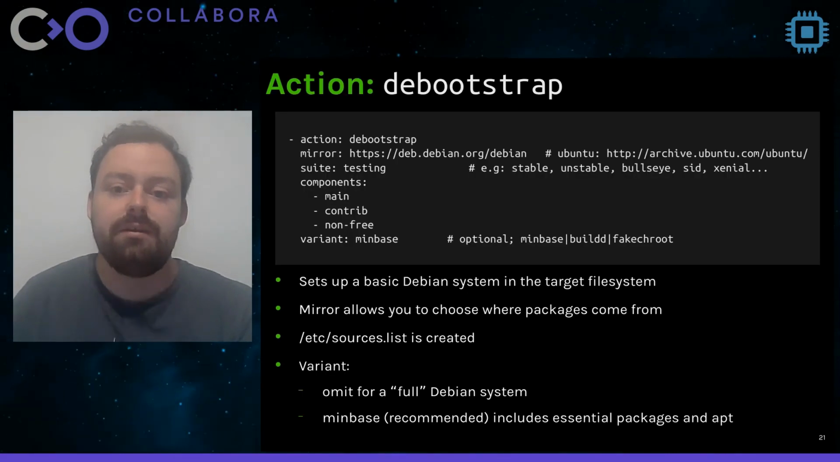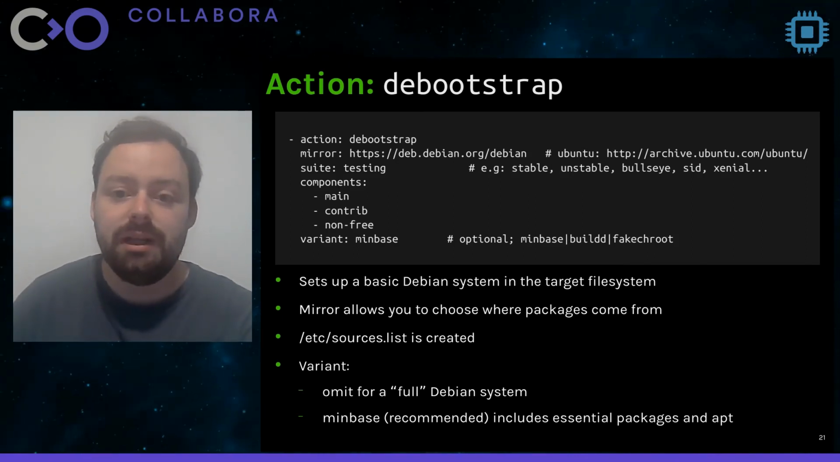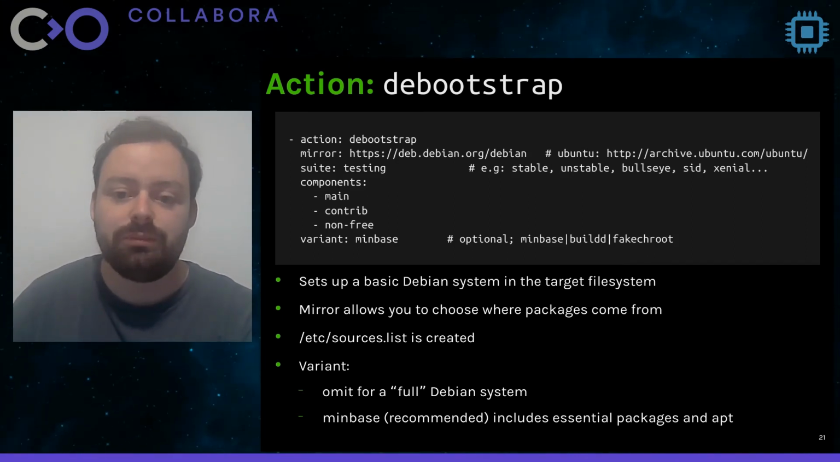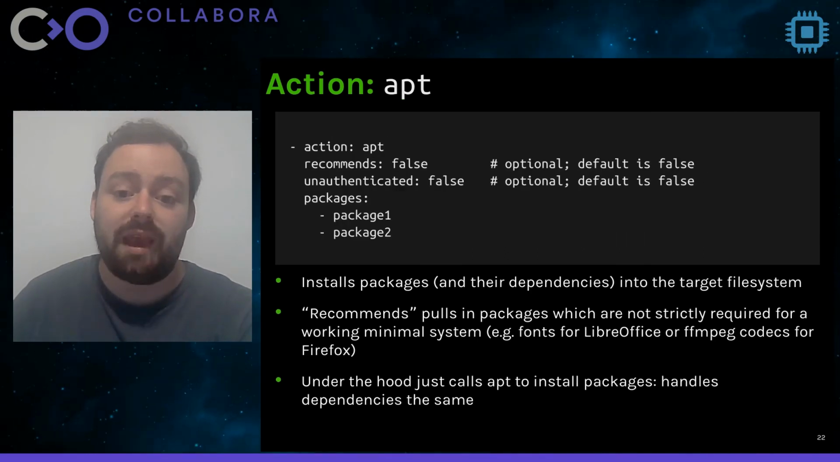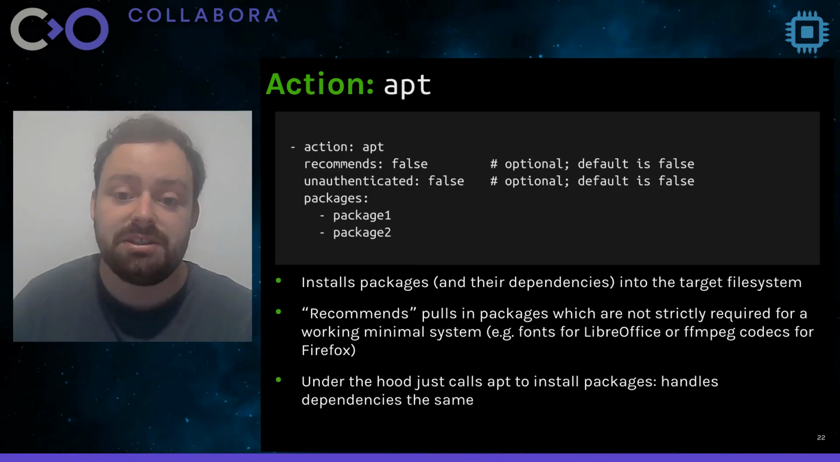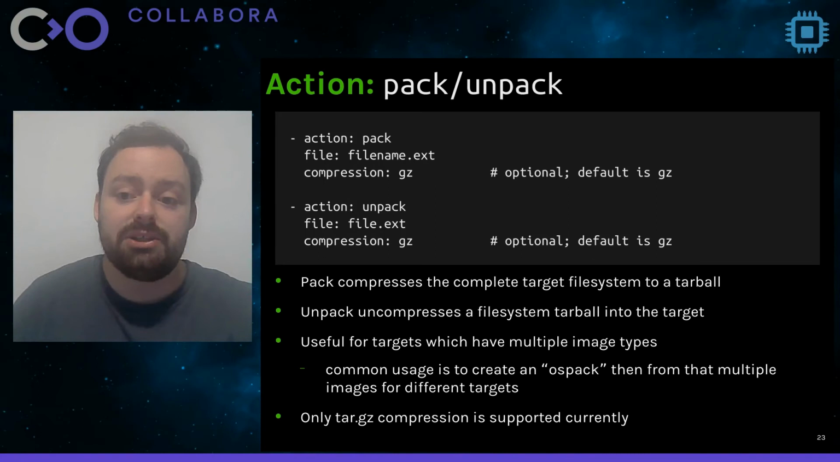So then Debos has a bunch of actions which you can use to create your operating system. So we've got the debootstrap action, which sets a basic Debian system up in the file system. We've got the apt action, which installs packages. We've got the pack and unpack action, which pack and unpack tarballs.